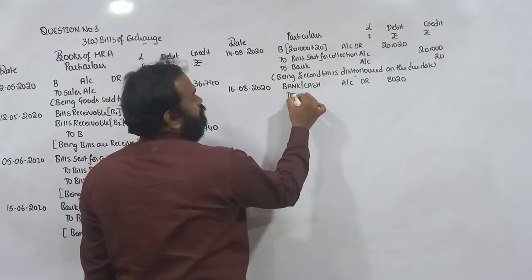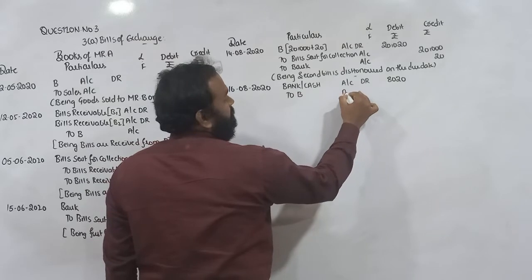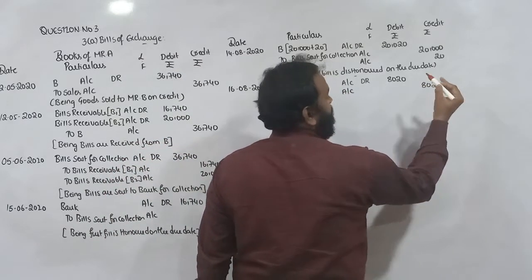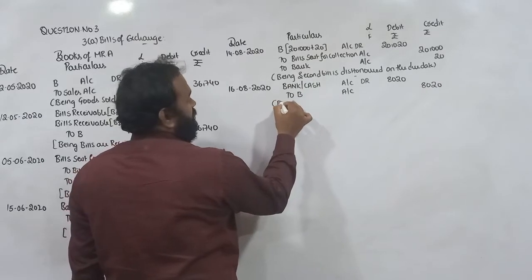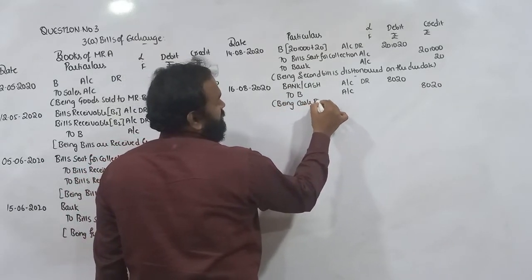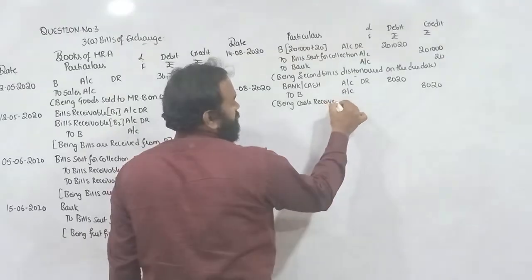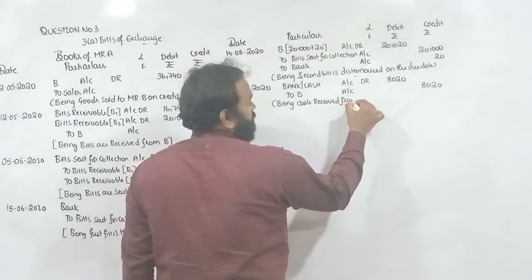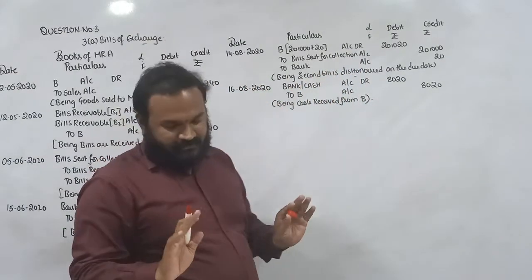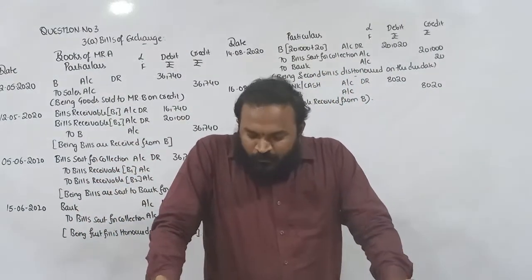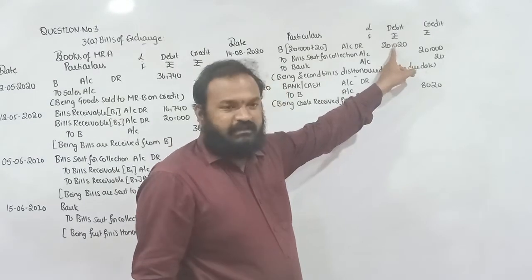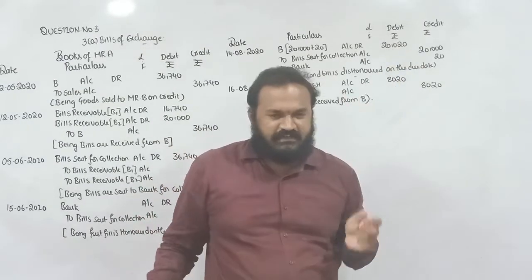8,020 to Mr. B account, 8,020, being cash received from Mr. B. Okay. Out of 20,020 you paid 8,020 in cash.